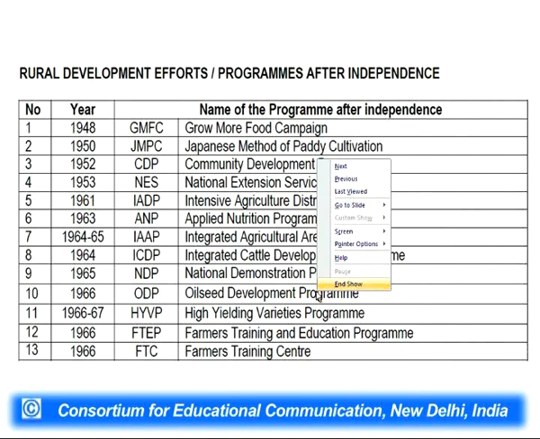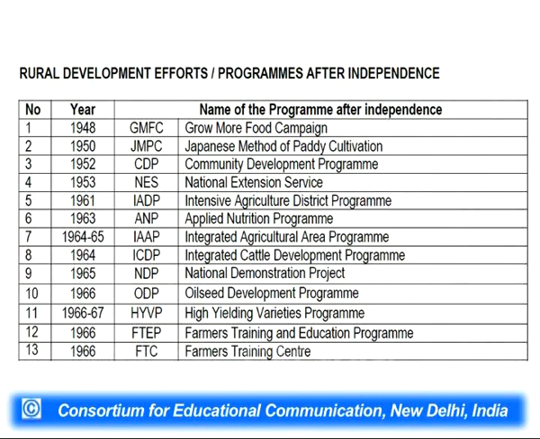efforts and programs after independence, 1948, the Grow More Food campaign that we already discussed, 1950 Japanese method of paddy cultivation, 1952 community development, 53 National Extension Service, 1961 intensive agricultural district program which we discussed just now, 63 applied nutrition program, 64-65 integrated agricultural area program, 64 integrated cattle development program, 1965 national demonstration project.